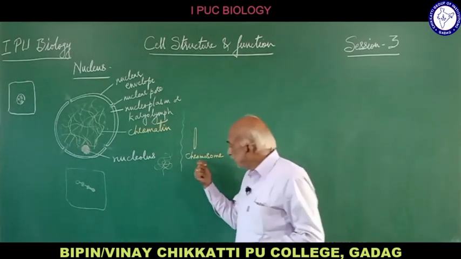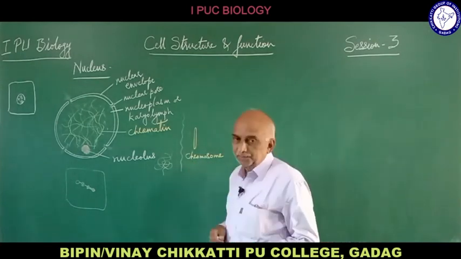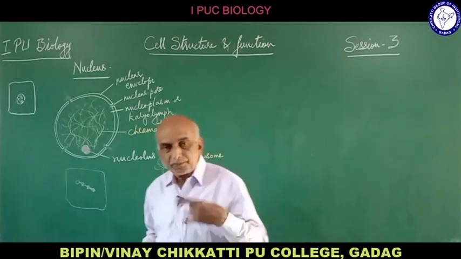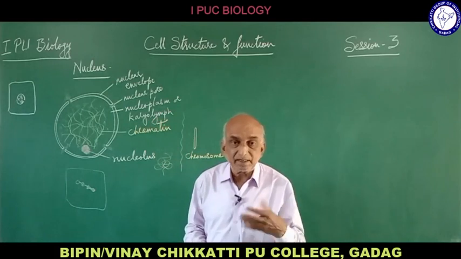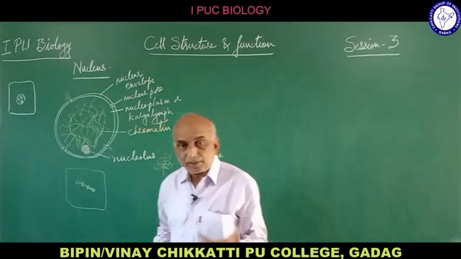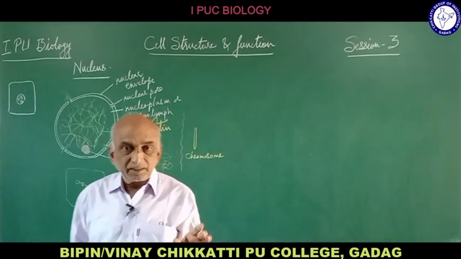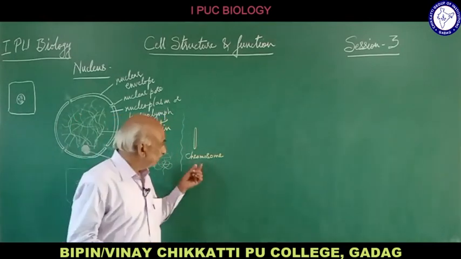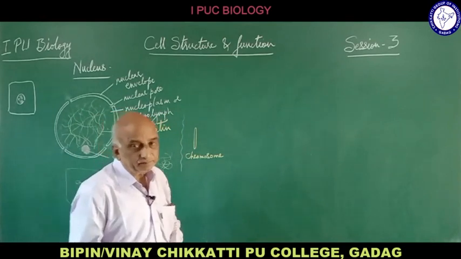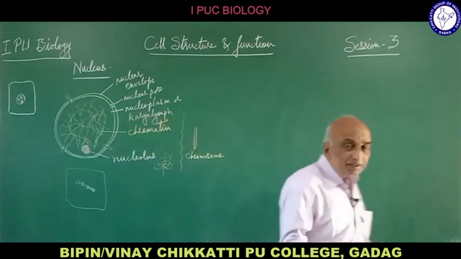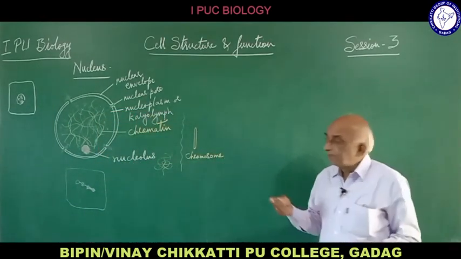So that is what chromosome and chromatin are. The chromatin itself gets transformed into chromosome. The chromatin gets condensed, shortened, and becomes thick and rod-like, and that is the chromosome. So however many fibers there are, that many chromosomes are formed in the cell.